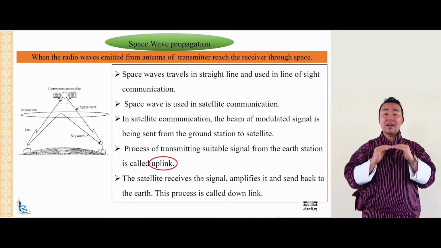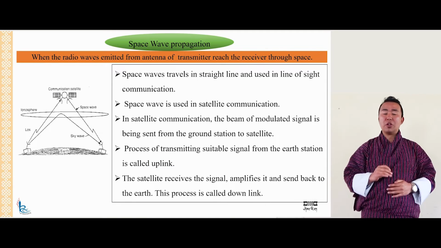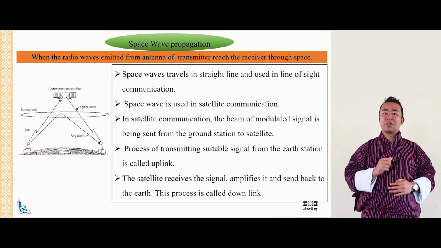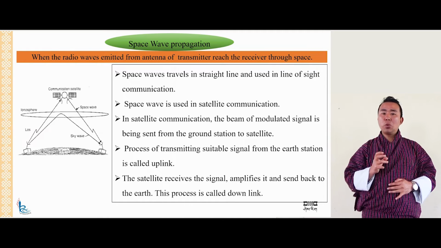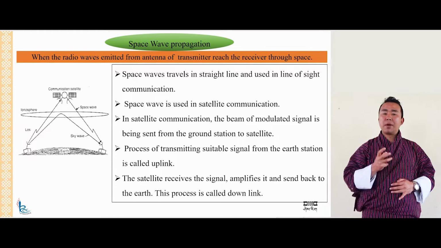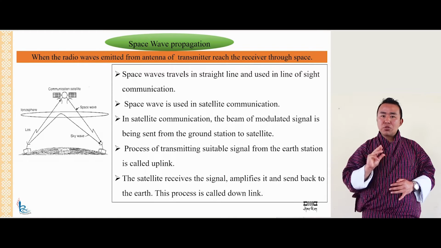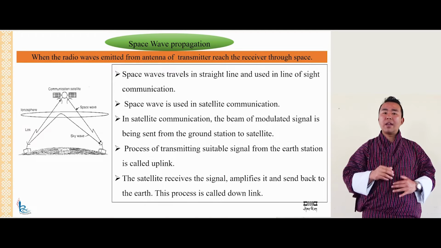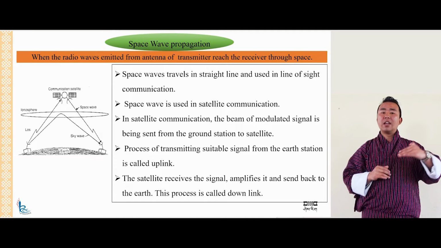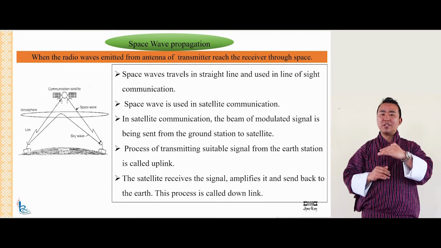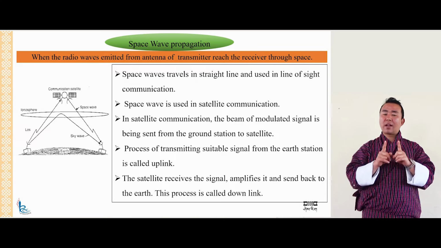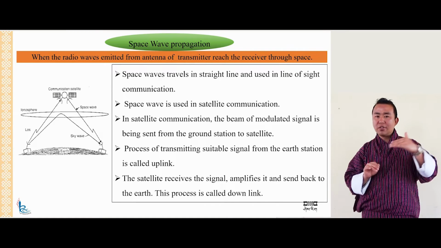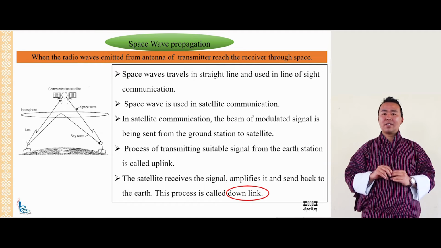And in space wave propagation, the satellite acts as a repeater. It will receive the electromagnetic waves transmitted by the transmitter. Then it will increase the strength of the waves, retransmit them, and send them back to the receiver. That sending back, or retransmitting, of the signals or radio waves towards the receiver is called downlink.